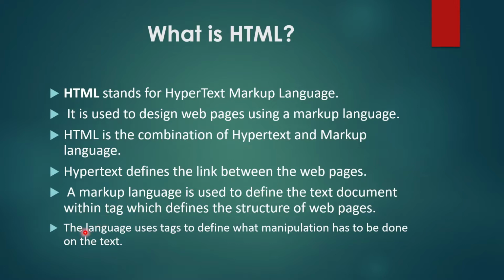Then the language uses tags to define what manipulation has to be done on the text. It means that this is the language where we have to use tags. Tags are nothing but the greater than symbol and the less than symbol, that are the tags.